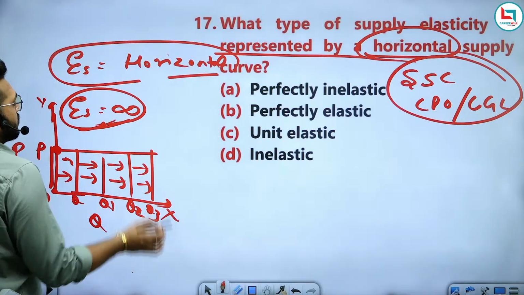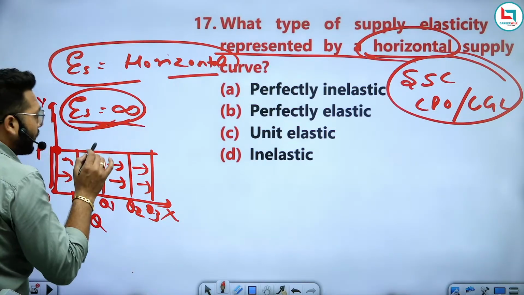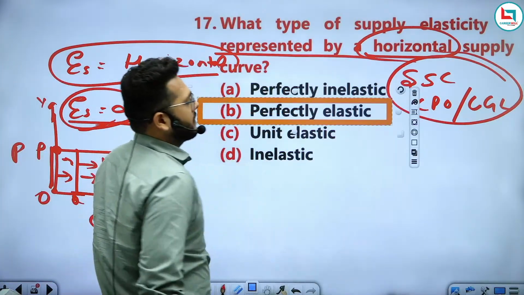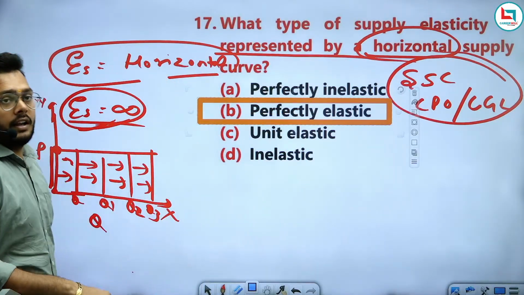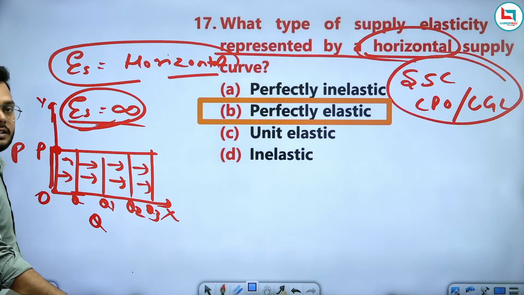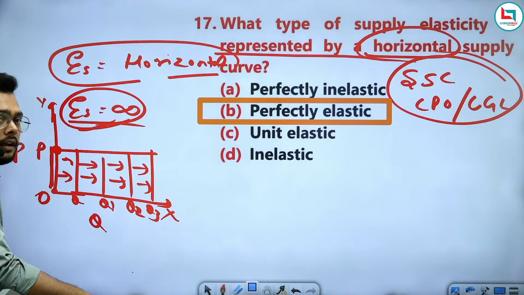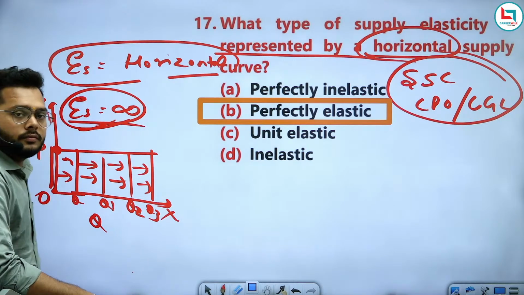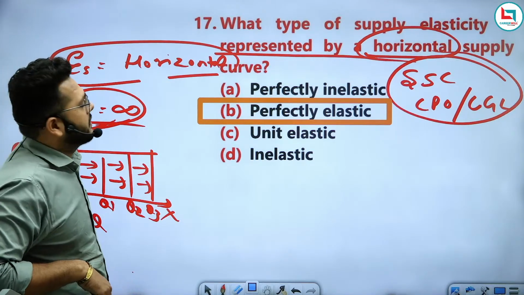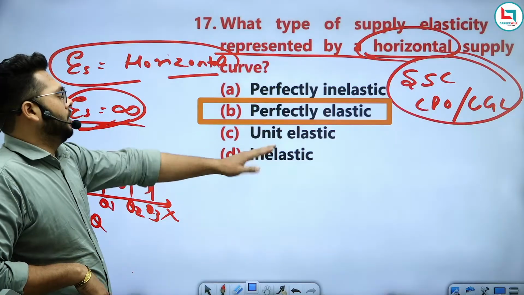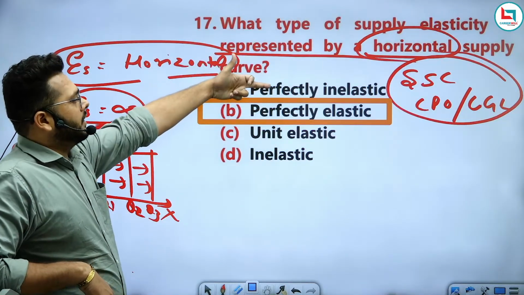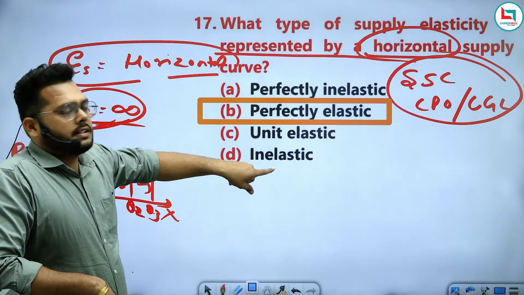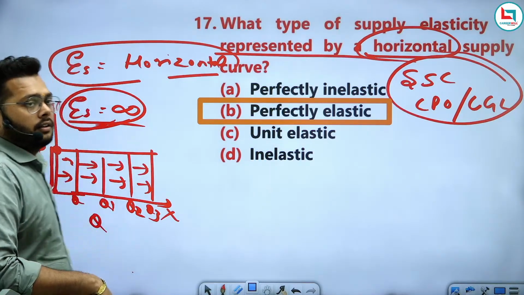So this is the situation of perfectly elastic supply. Have you got my point, what I just told you? This situation is known as perfectly elastic, and you all know the meaning of the other options also: perfectly inelastic is Es equal to 0, unit elastic is Es equal to 1, and inelastic is Es less than 1, right?